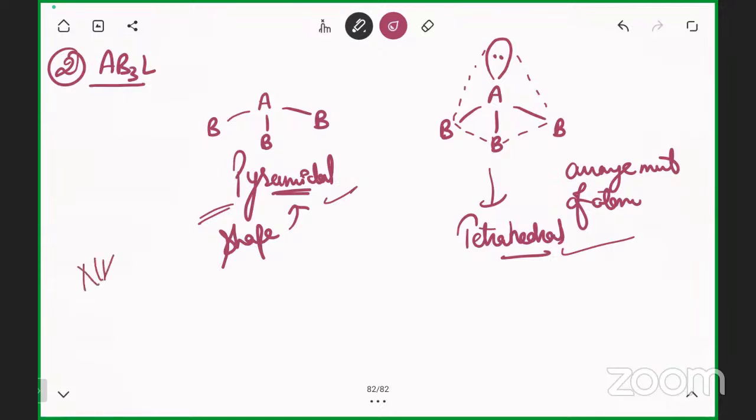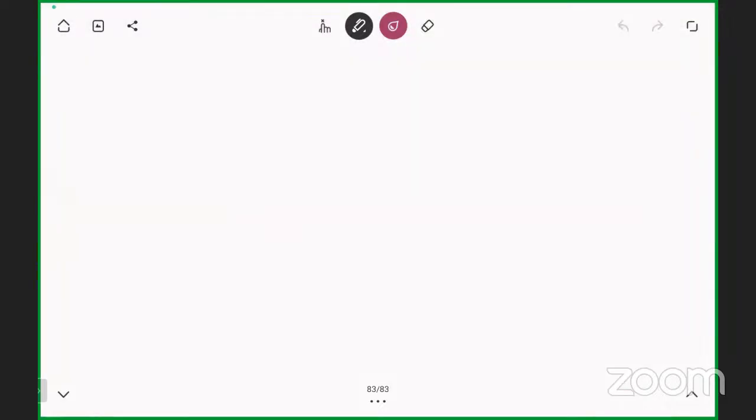Example, I told you, NH3. You can take N in place of A, and for the rest you can use H. Next, AB2L2. It means now the lone pair is increased. So just tell me, if lone pair increases, will the repulsion increase or not? It will increase.